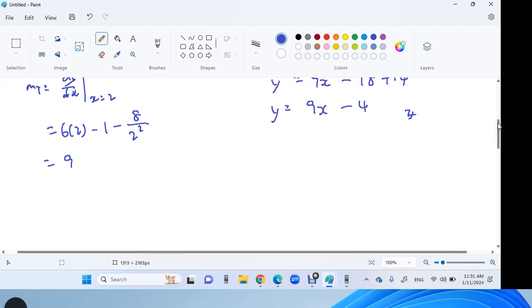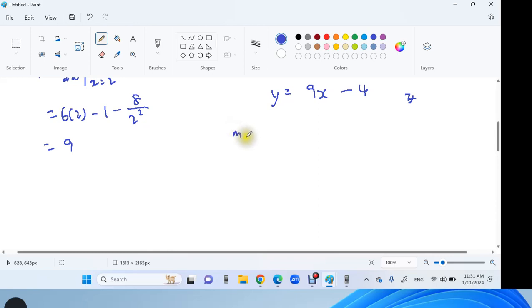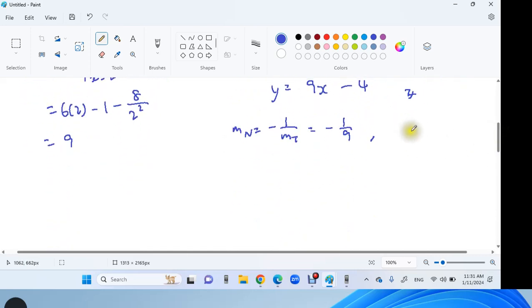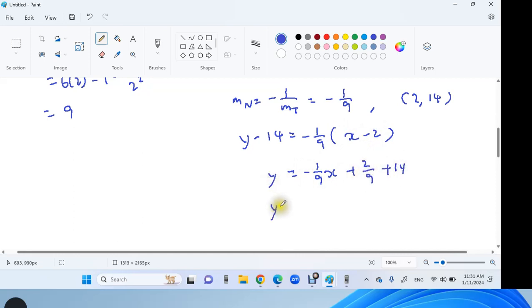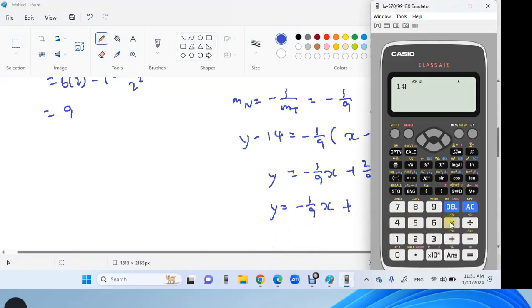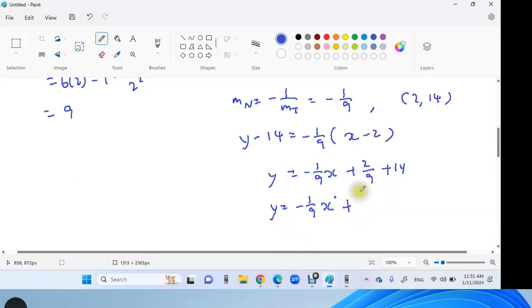So next we want to find the gradient of the normal. The gradient of the normal is -1 over the gradient of the tangent, that is -1 over 9. The point is (2, 14). So we have y minus 14 equal to -1 over 9 times (x minus 2). So it's -1 over 9 x plus 2 over 9 plus 14. So y equal to -1 over 9 x plus, 14 times 9 is 126, and then plus 2 is 128 over 9. Okay, so this is the answer.